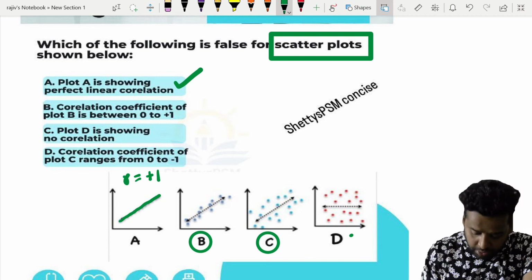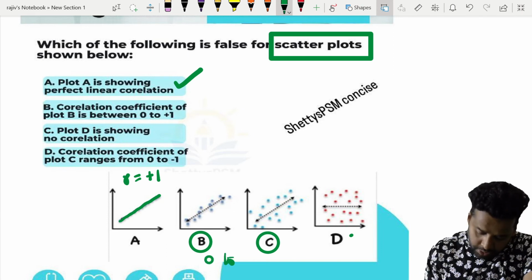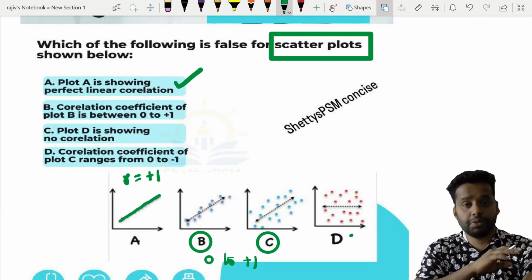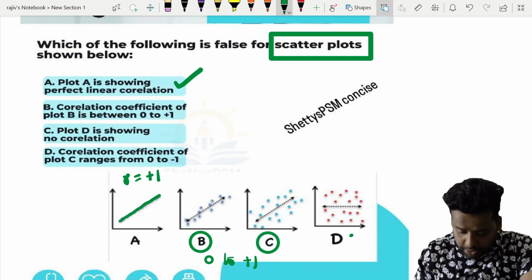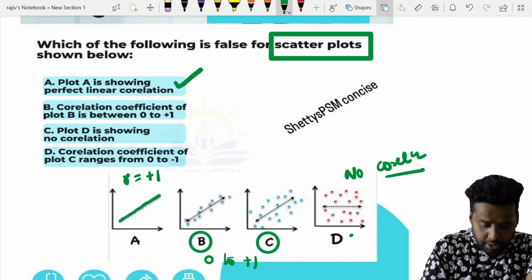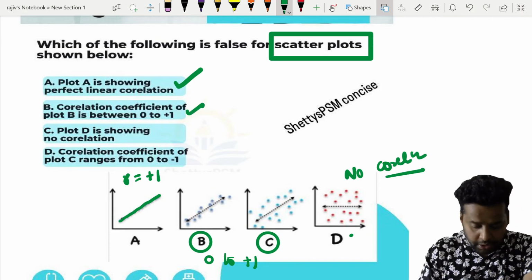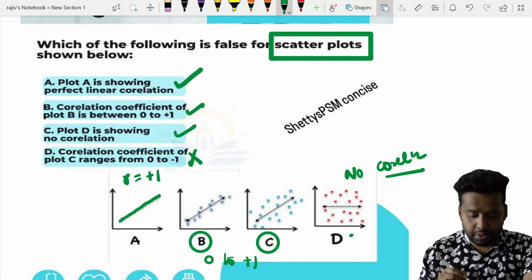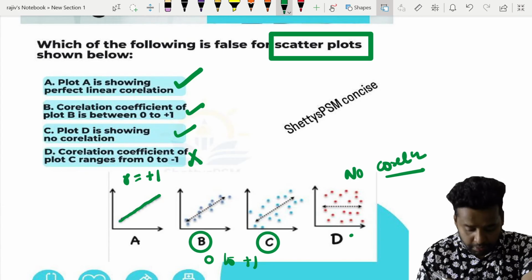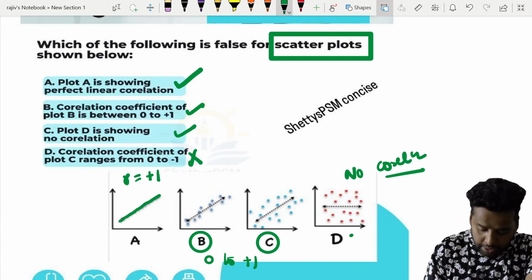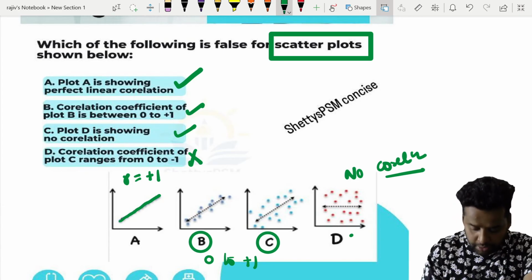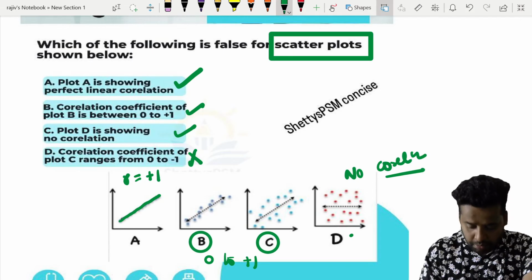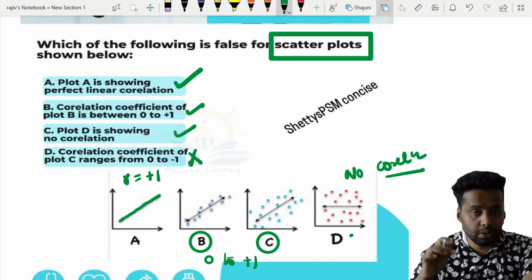Both are showing positive correlation. The correlation coefficient can range from 0 to +1 in both the curves. D is showing no correlation. Correlation coefficient of B is between 0 and +1, correct. Plot D is showing no correlation, correct. C is ranging from 0 to -1? No, C is ranging from 0 to +1. So this is perfect linearity. These two are not perfect linear, they can range from 0 to +1. D has no correlation.